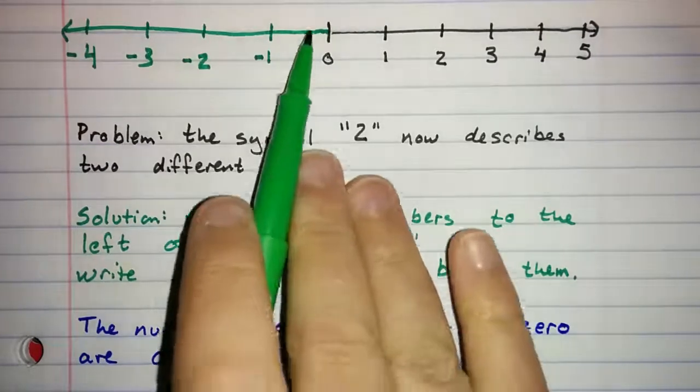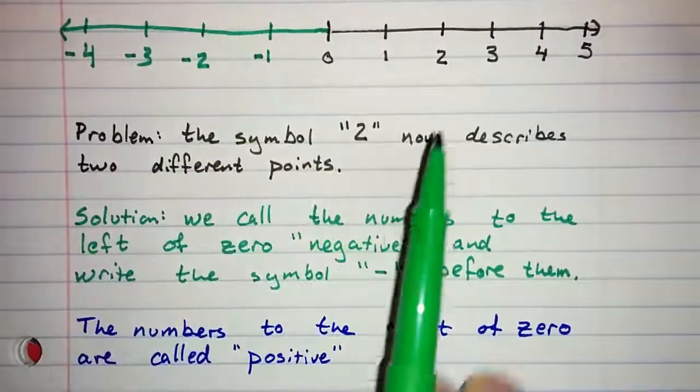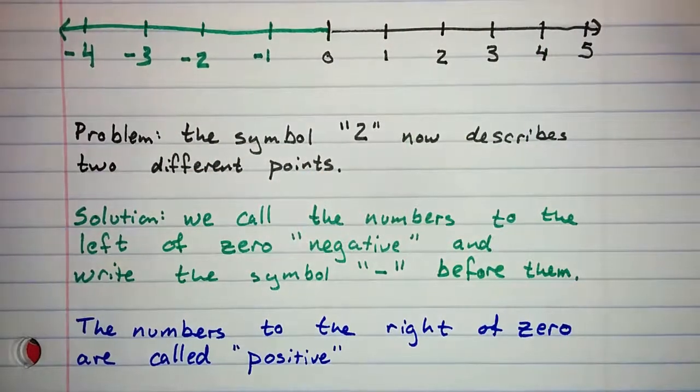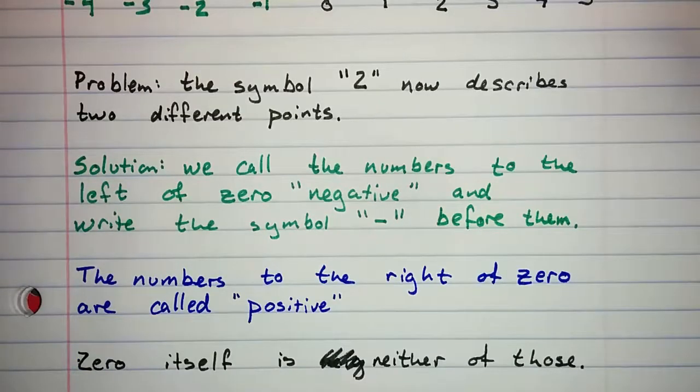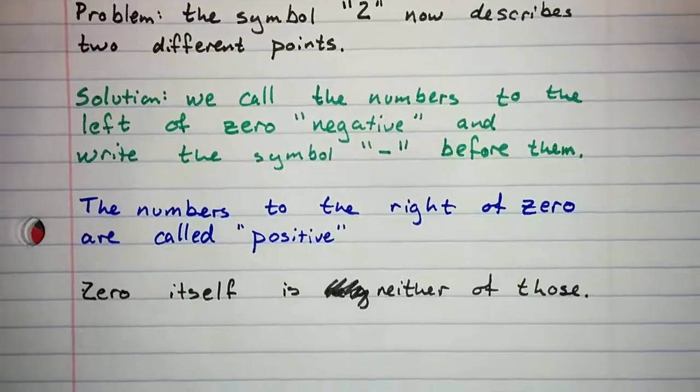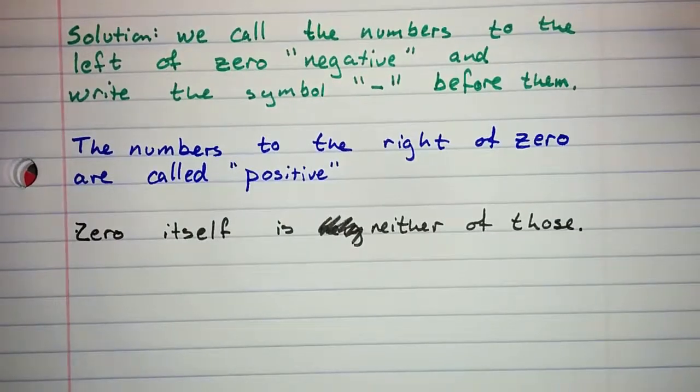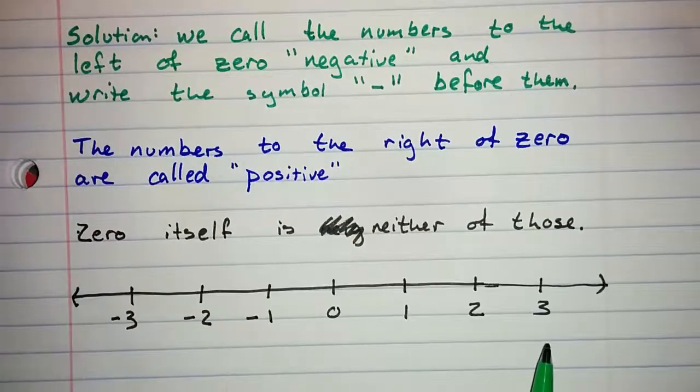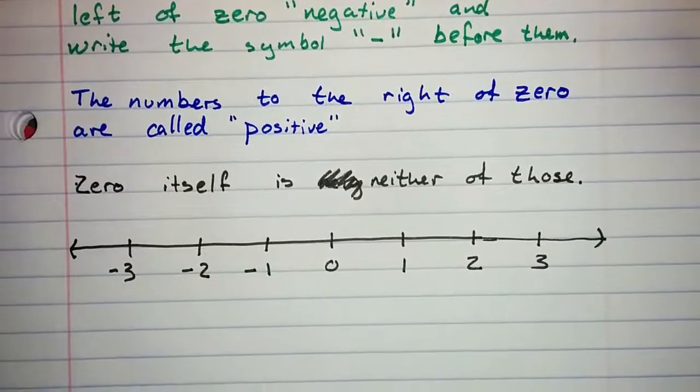And you should note, numbers to the left of 0 are negative, numbers to the right of 0 are positive. 0 itself is neither of those. 0 itself is neither positive nor negative. It's just 0. So let's look at that number line that includes the negatives again. Right now I have labeled the whole numbers and the negative versions of the whole numbers. Collectively, that family of numbers are referred to as the integers.